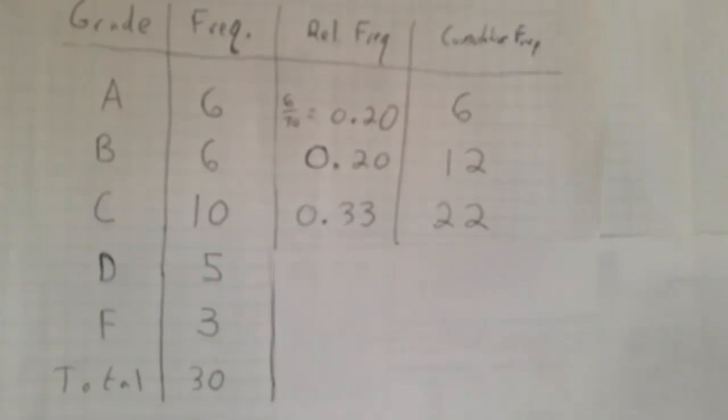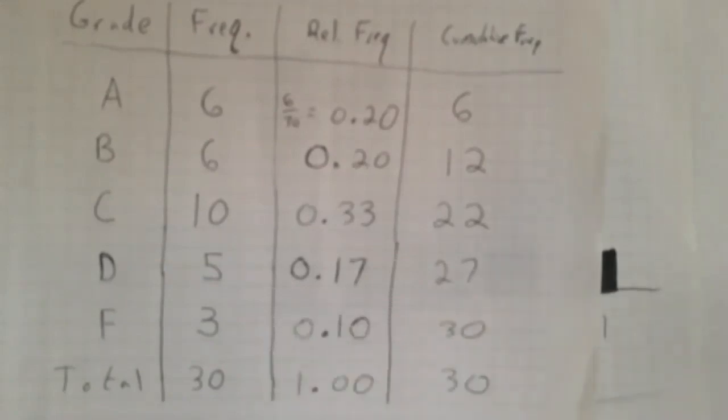You probably see the pattern by this point, hopefully. We're doing 22 plus 5, which should give you 27. And then 27 plus 3 should give you 30. There is a total of 30 people all in all, right?